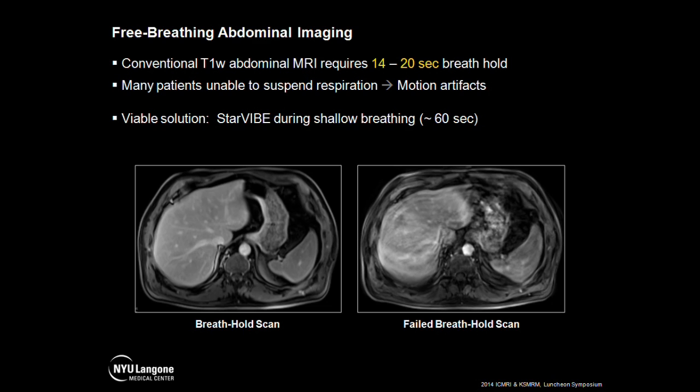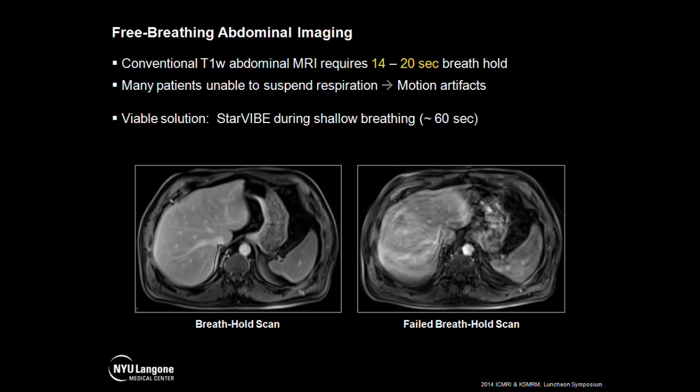But the problem is that many patients are not able to hold the breath for such a long time, in particular sick patients or elderly patients. And in this case, we get strong image artifacts and we get an image quality as you can see it on the right side, where it's now quite difficult to identify small lesions in the liver.